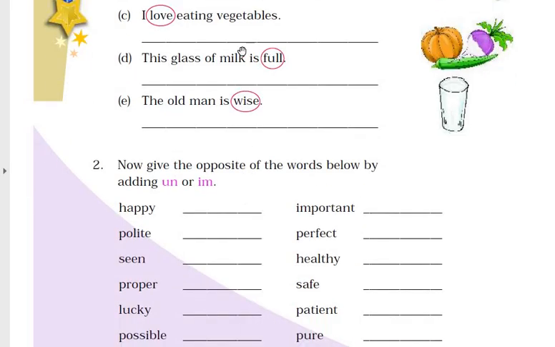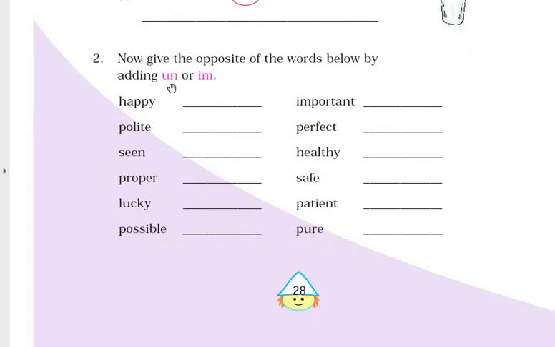Okay, so now earlier we were having opposite words. Now we have to make opposite words by using un or im. Okay, there can be other opposite words like happy. The opposite word of happy is sad, but we have to give the opposite words by adding un or im, to make it in negative sense. Happy, unhappy. Polite, which one? Shall I choose this? No, it is impolite.